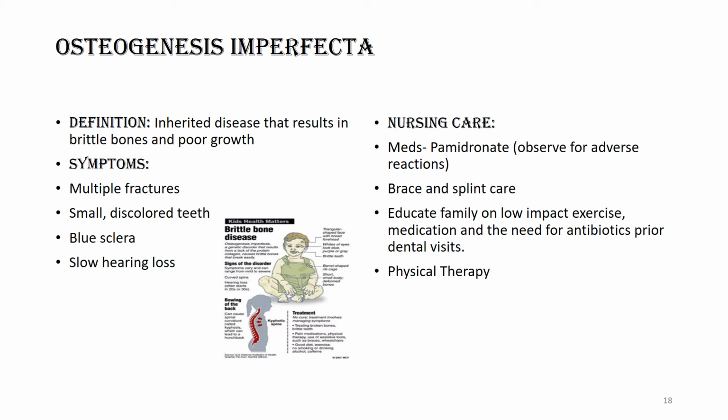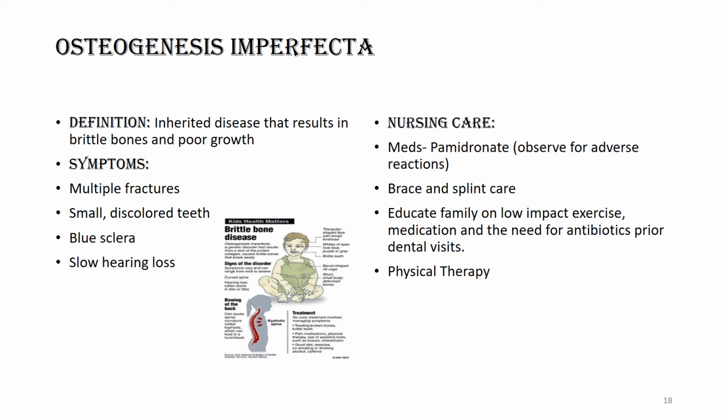Poor growth means that these children are very, very short, and actually their teeth don't grow. They keep their baby teeth and they get kind of brown and discolored. They have multiple fractures. The sclera of their eyes is generally blue, and there's a slow progressive hearing loss, and they end up with hearing aids.